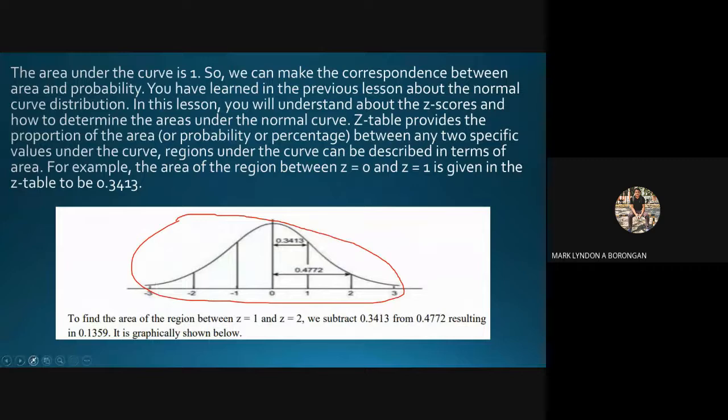So, we can make the correspondence between area and probability. You have learned in the previous lesson about the normal curve distribution. In this lesson, you will understand about z-scores and how to determine the areas under the normal curve. The z-table provides the proportion of the area, or the probability or percentage, between any two specific values under the curve. The regions under the curve can be described in terms of area. For example, the area of the region between z equal to 0 and z equal to 1 is given in the table as 0.3413.